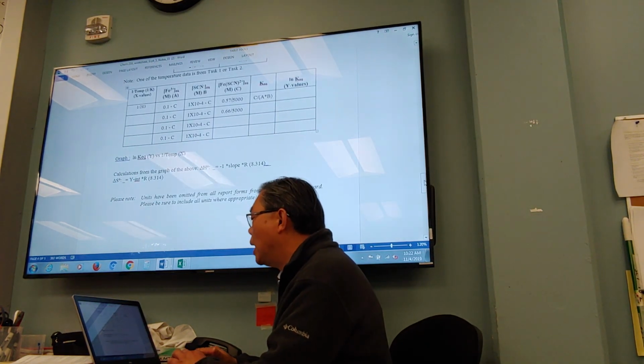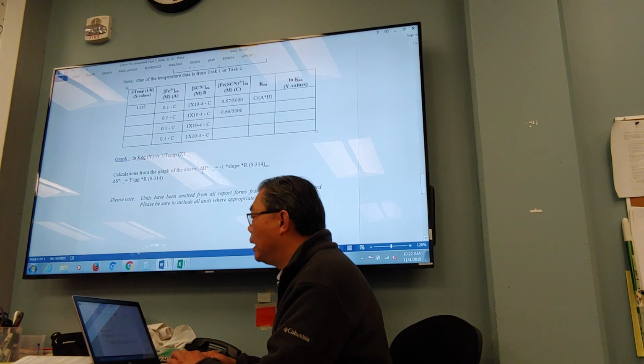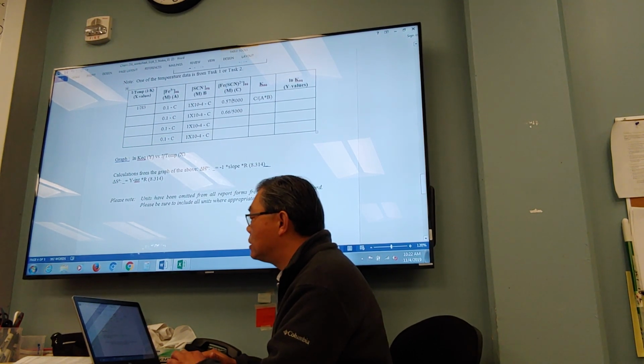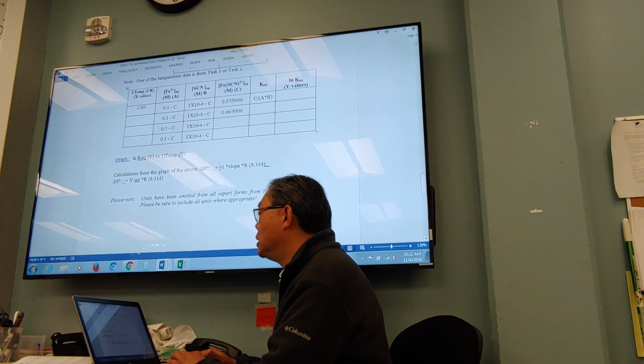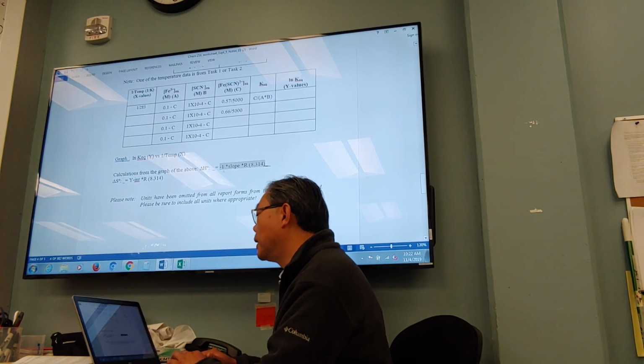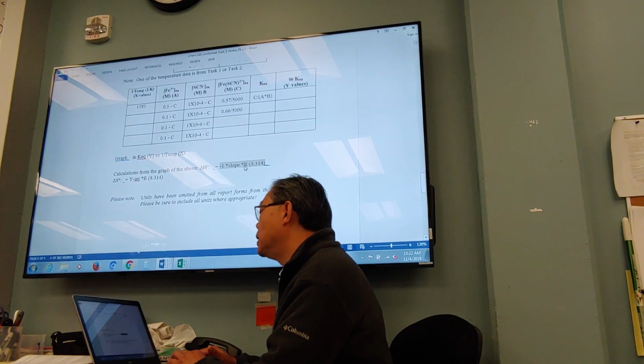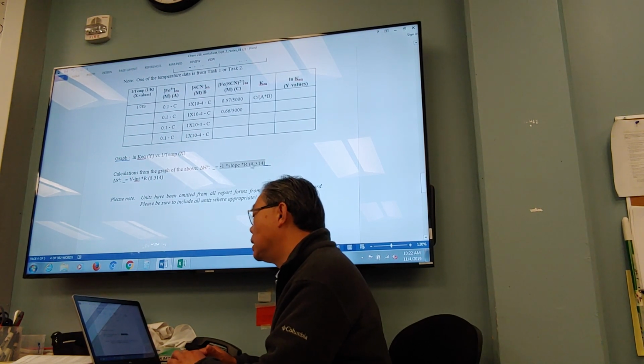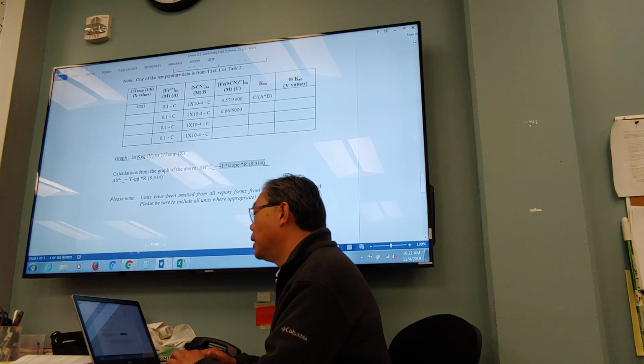Then we're going to make the graph: natural log of KEQ on the y-axis, 1 over temperature on the x-axis. You make the graph, and delta H is minus 1 times the slope of the graph times the gas constant, 8.314. Again, I wrote it out in here somehow. Sometimes students do something else, all right? That will give you delta H.